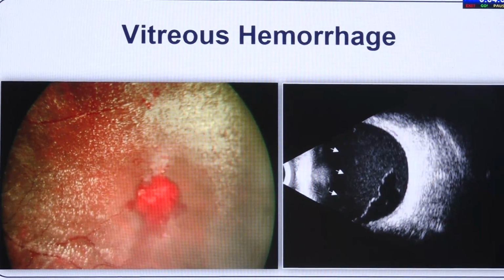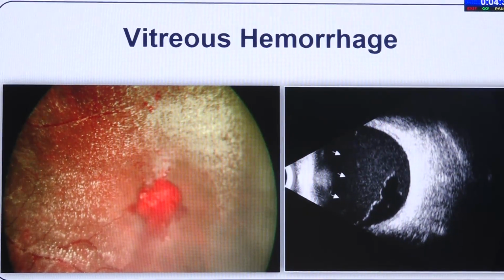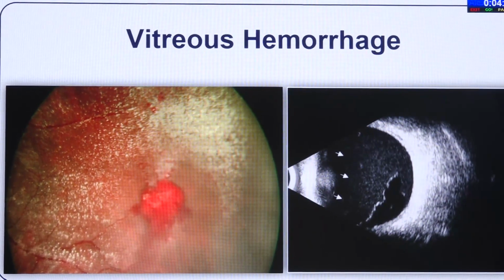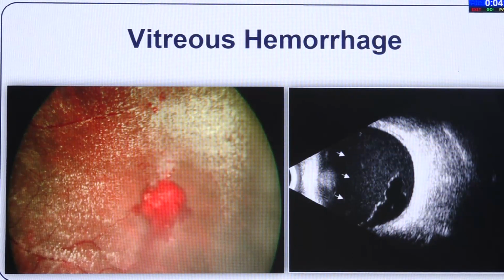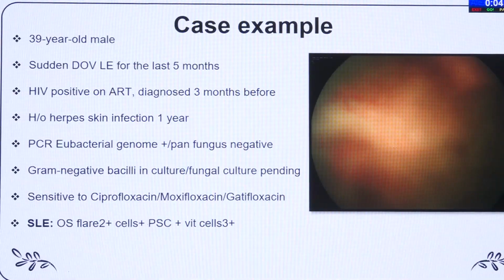And this is the case of vitreous hemorrhage, and here is the most crucial point: is the retina underneath detached or not? So here we can see that there is no detachment of the retina. The intergel echoes are seen, with moderate internal reflectivity.